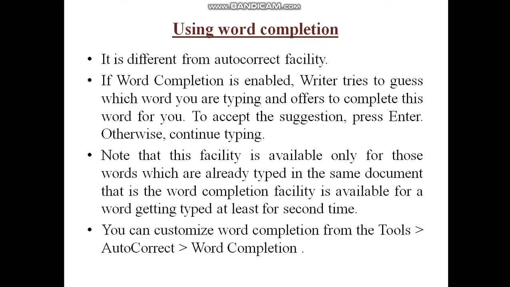Next is using word completion. It is a different facility from autocorrect. If word completion is enabled, Writer tries to guess which word you are typing and offers to complete this word for you. To accept the suggestion, press Enter, otherwise continue typing.